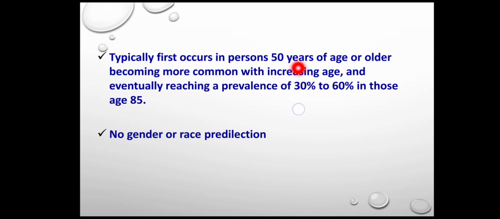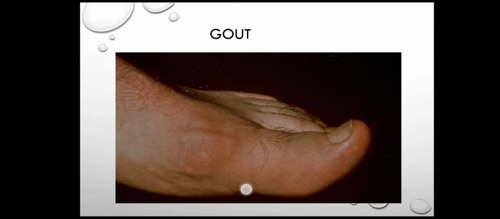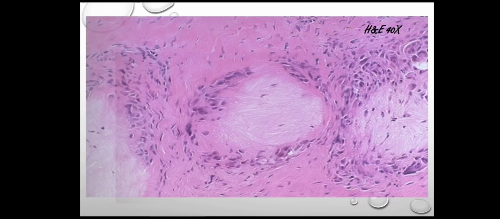Typically, the first attack occurs in persons 50 years of age or older, becoming more common with increasing age and eventually reaching a prevalence of 30% to 60% in those of more than 85. No gender or race predilection will be there. So this is how a gouty arthritis will look like. Tophi in the gouty arthritis.